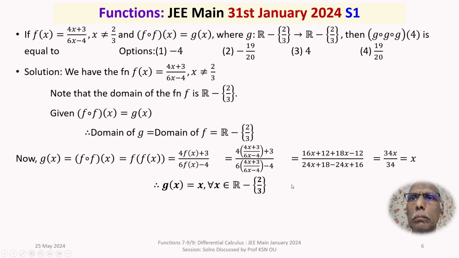Agreed. Now, g compose g of 4 is equal to g of g of 4. G of 4 is 4. Why? G of x is equal to x for all x other than 2 by 3. So 4 is other than 2 by 3. Therefore, you get g of 4 is equal to 4. So g of 4 is 4.